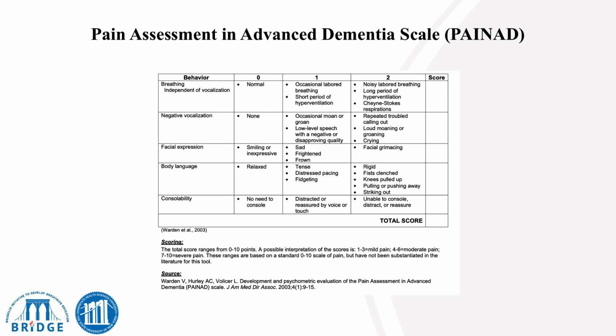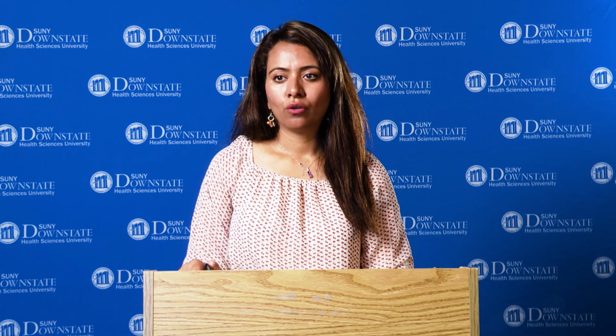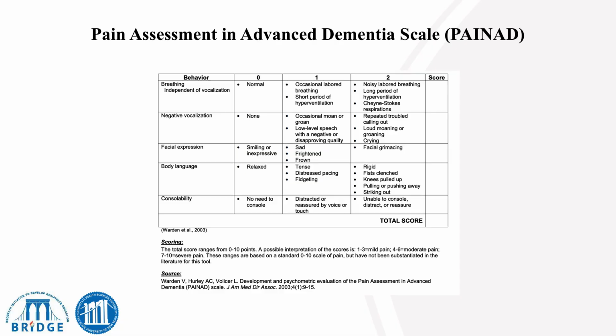This is scale. First, we look at the behavior of the patient, and first, look at the breathing. Assess how the patient is breathing, independent of vocalization. If the patient is breathing normally, we will give a 0 point. If a patient is occasionally labored breathing, a short period of hyperventilation, that will give him 1 point. And then noisy labored breathing, long period of hyperventilation, or Cheyne-Stokes respirations, 2 points.